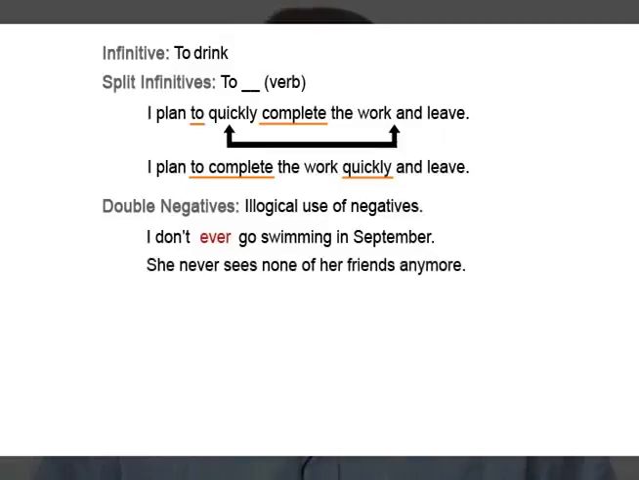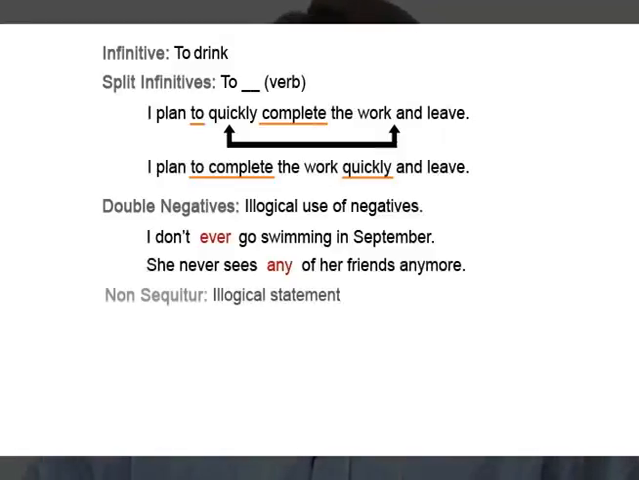That is not quite as obvious, but the reason it's wrong is there's a double negative there. She never, that's the negative, first negative, sees none of her friends. Never and none are both negatives. You can't use those two together. So the way you would fix that: she never sees any of her friends. So look out for double negatives.